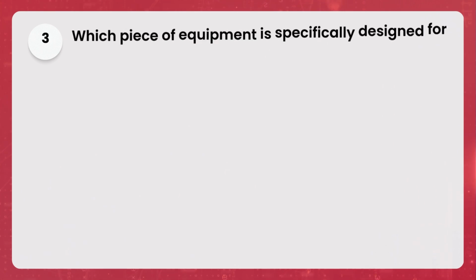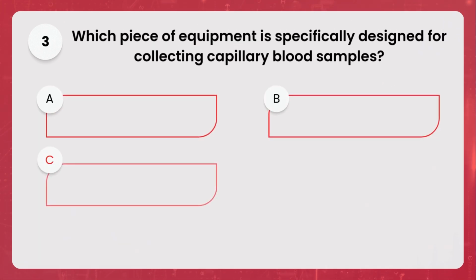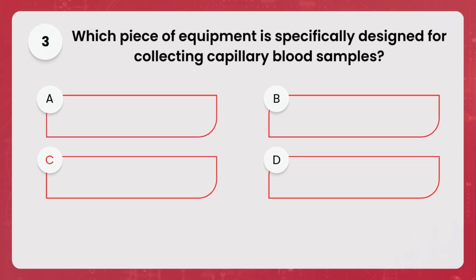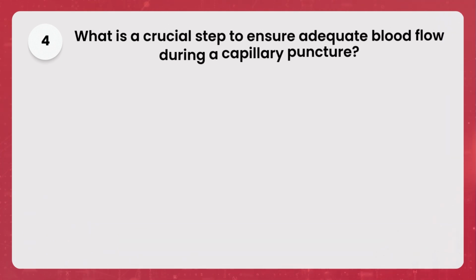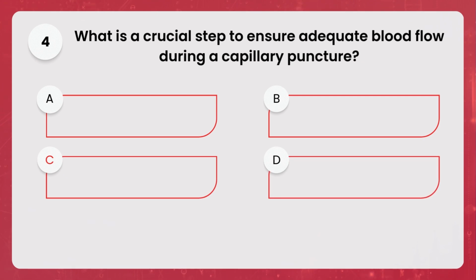Number 3. Which pieces of equipment are specifically designed for collecting capillary blood samples? A. Evacuated tube, B. Microcontainer, C. Syringe, or D. Adapter? The answer is B. Microcontainer.